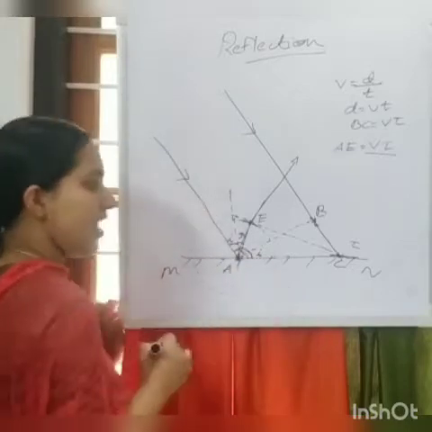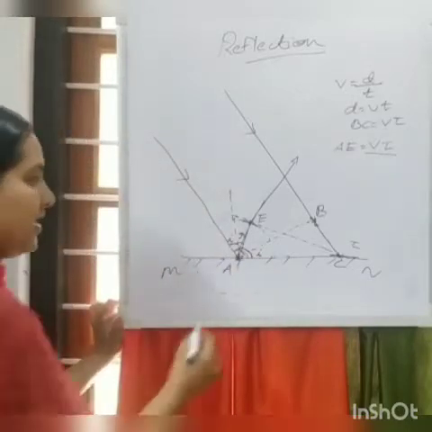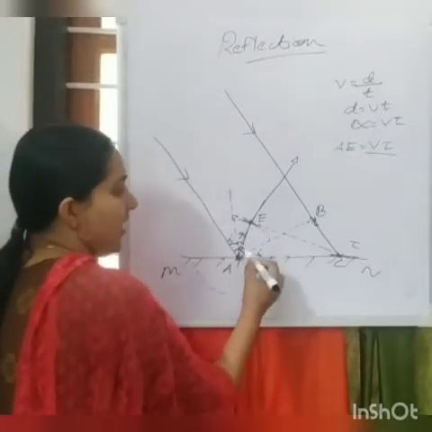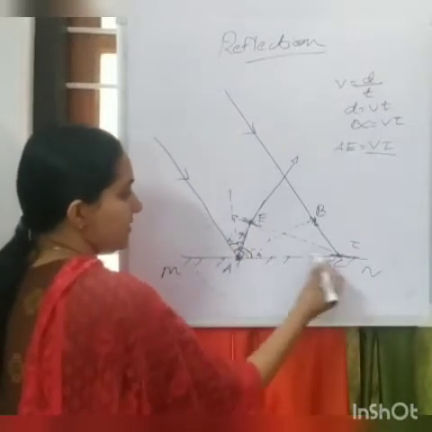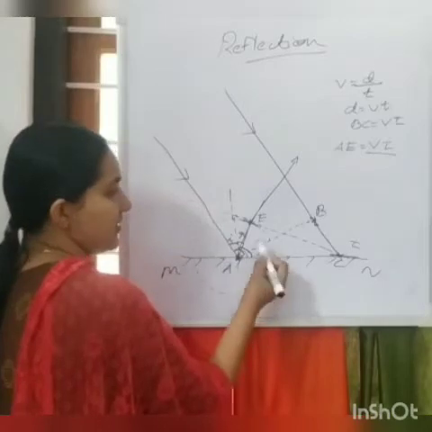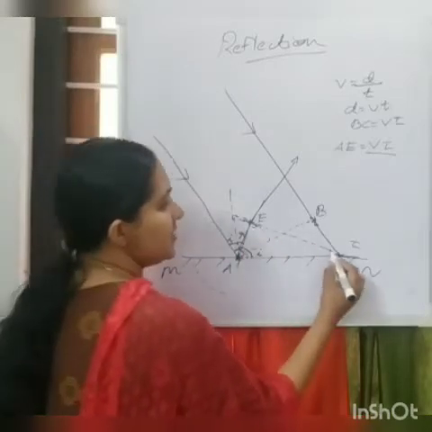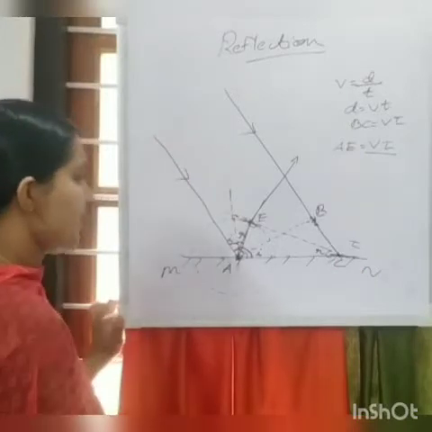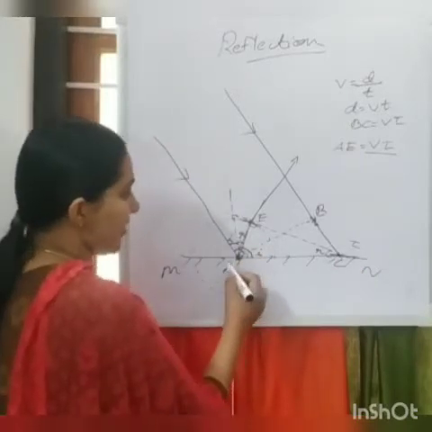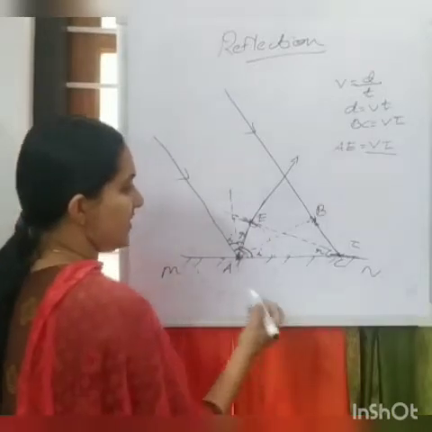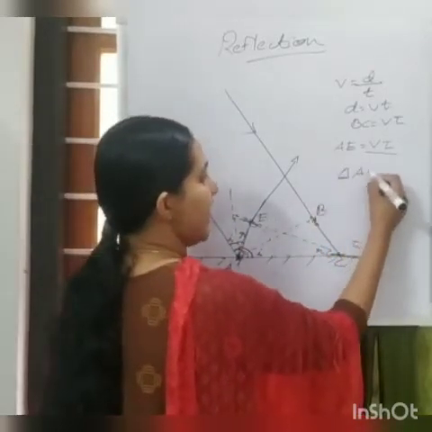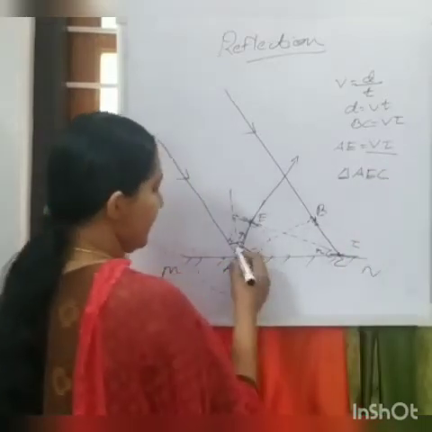Now the angle between the reflected ray AE and AC will be 90 minus R. Okay, now consider the triangle AEC. Angle EAC will be 90 minus R. This is 90 degree. So this angle will be R. Okay. So we got in the triangle AEC.